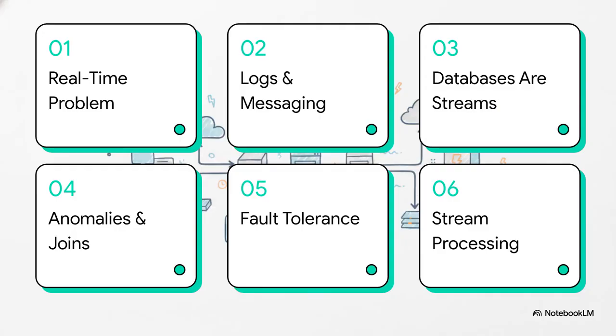So, here's our roadmap for this explainer. First, we'll look at the real-time data problem. Then, logs and messaging systems. Why databases are actually streams. How to handle time, anomalies, and joins. Achieving fault tolerance and delivery guarantees. And finally, the overall stream processing paradigm. Let's get right into it.